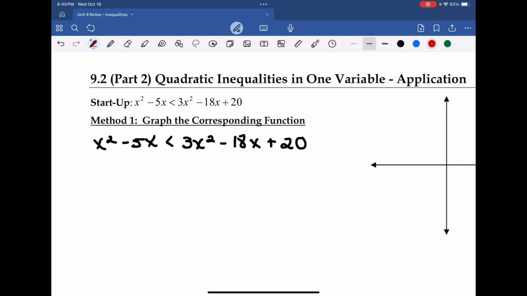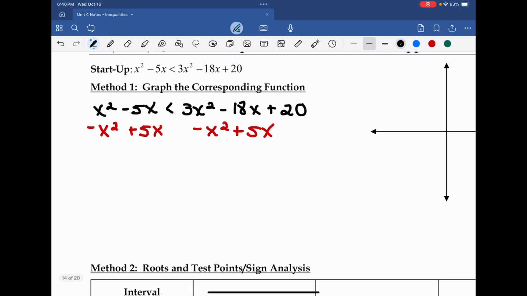What we're going to do is subtract the x squared across, and add the 5x. If we do this to both sides, so we subtract the x squared plus 5x, on the left-hand side this is equal to 0. And then on the right-hand side, 3x squared minus 1x squared is 2x squared. 18x plus 5x gives us minus 13x. And then our constant term, because it's not going to be altered by any means, we're going to have this as positive 20.